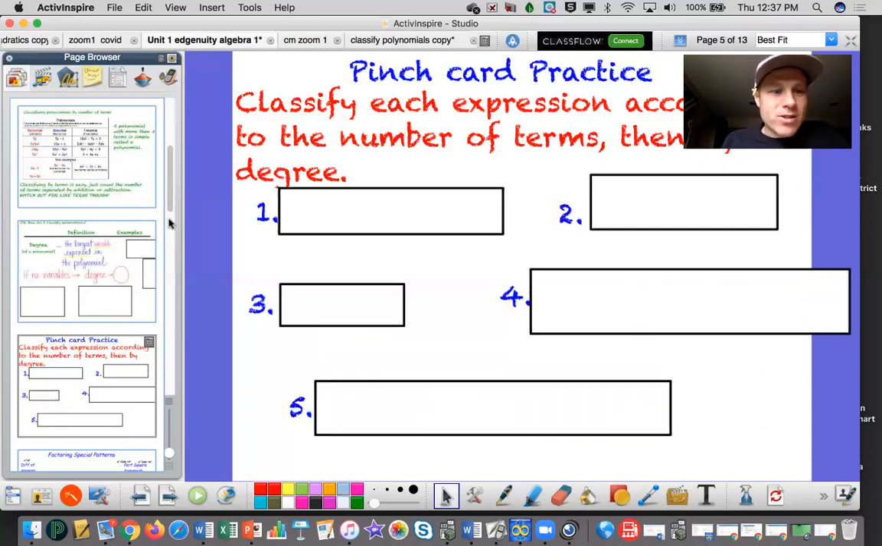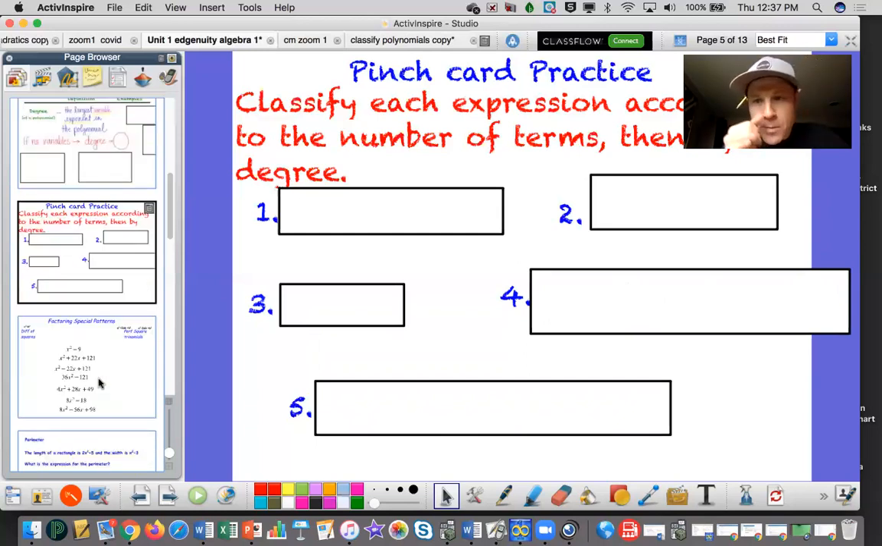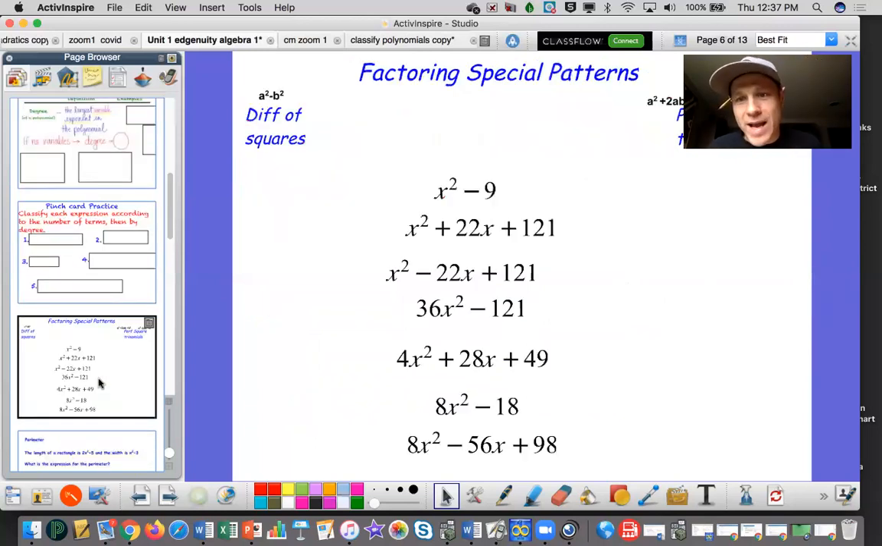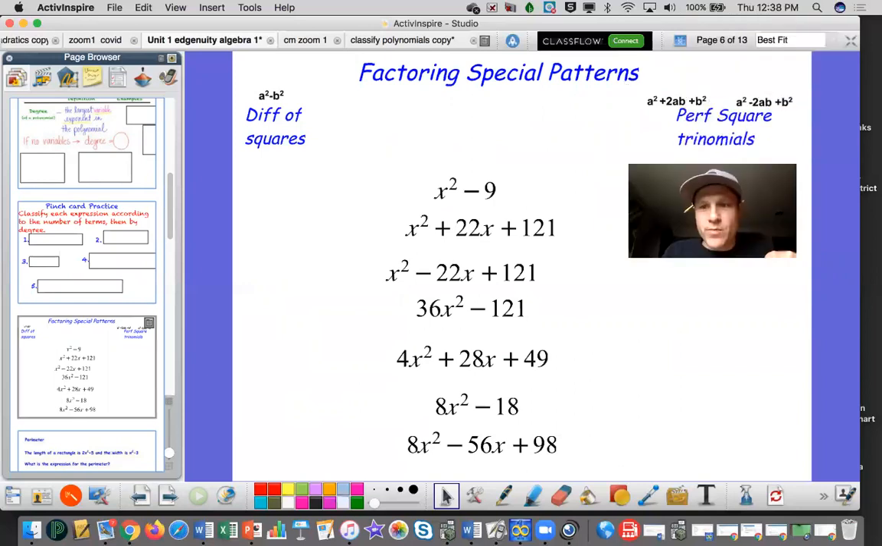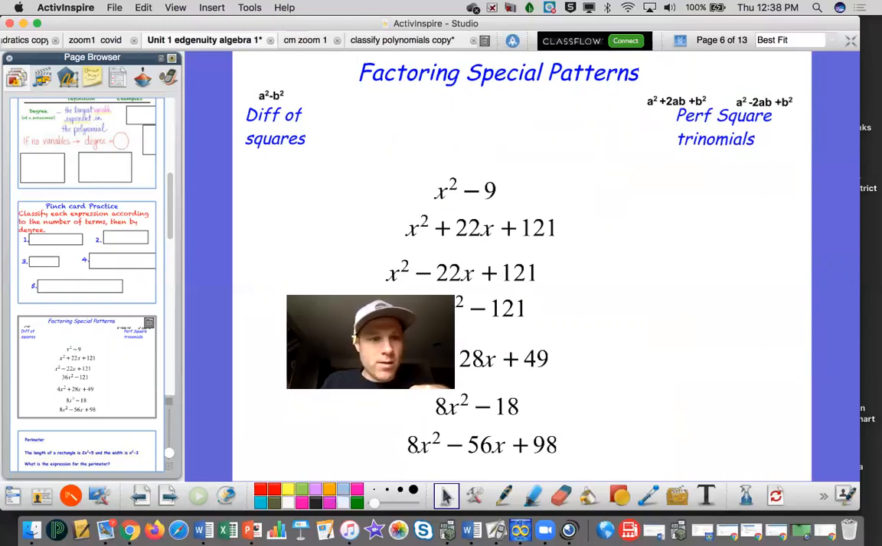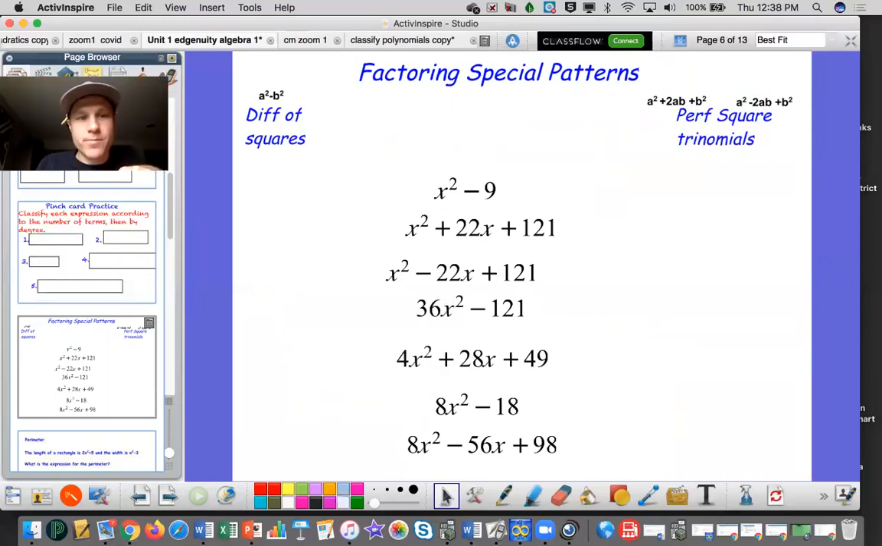The next thing I want to talk about would be your multiplying special patterns here. So these examples, we would have done these in class when we were factoring, but I just want to look at them from the standpoint that they are classified as either a difference of squares or a perfect square trinomial. So let me move my mug out of the way over here. This will work. So the difference of squares has to follow the a squared minus b squared pattern. So that goes over here.